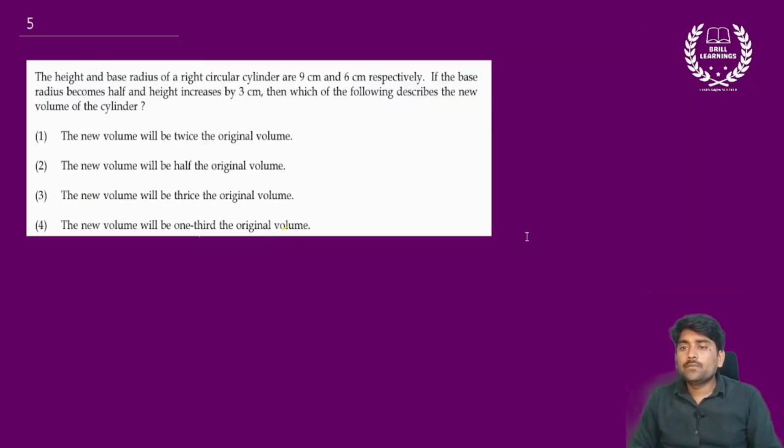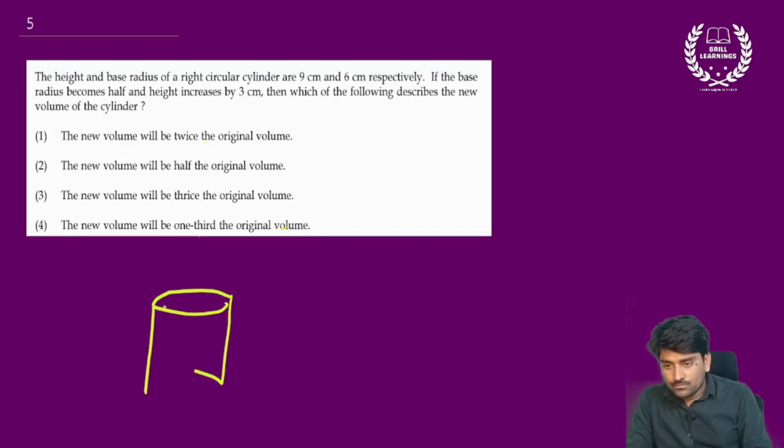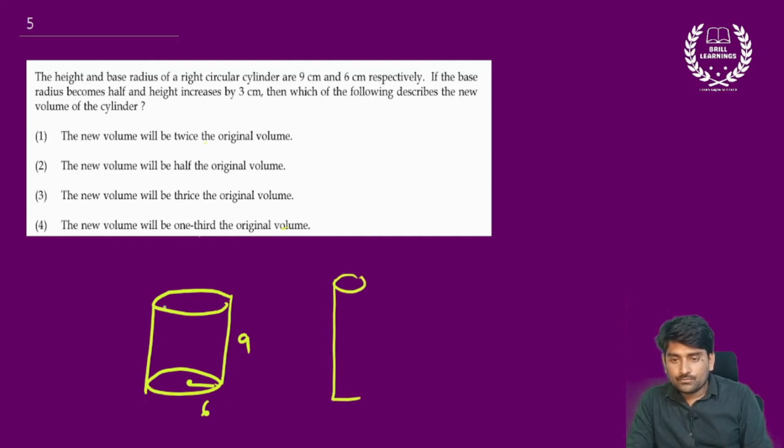The height and base radius of a right circular cylinder are 9 cm and 6 cm. First draw a cylinder here. They have given height as 9 centimeter and base radius as 6 centimeter. And if the base radius becomes half and the height increases by 3, that means 12 centimeter, then which of the following describes the new volume of the cylinder?